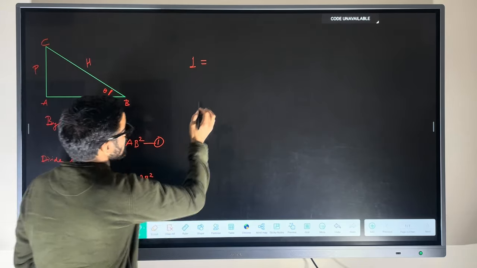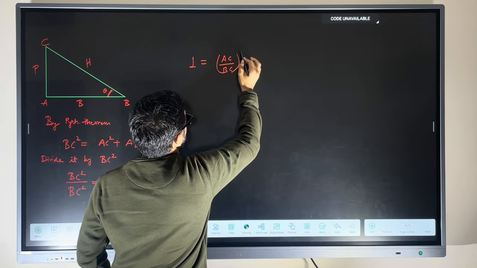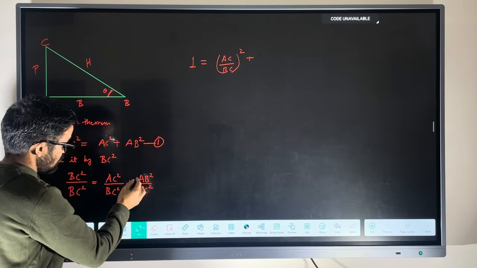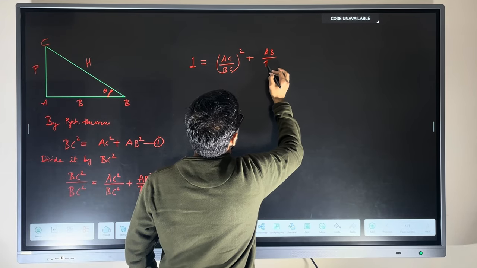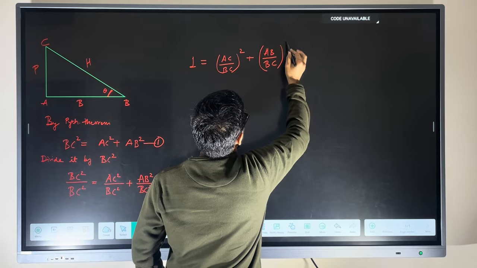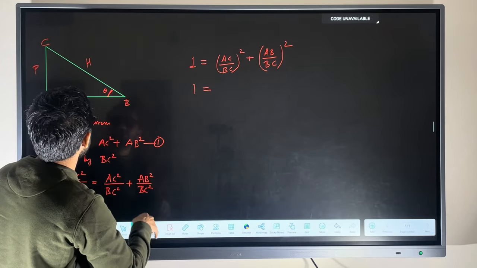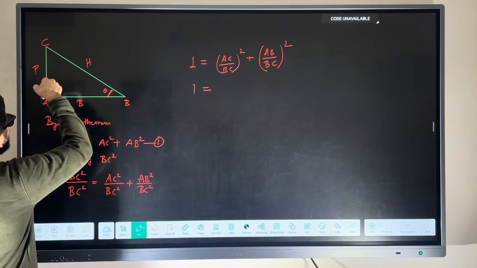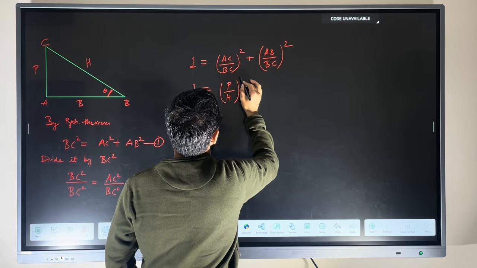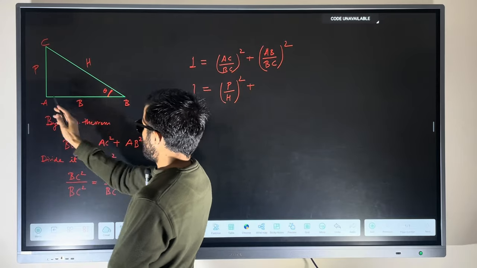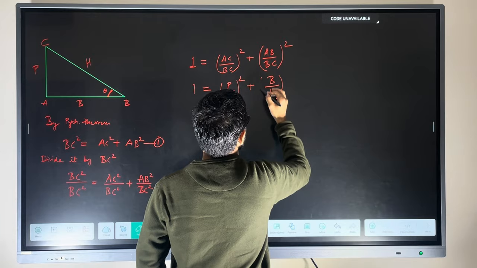Now I can say this is AC upon BC whole square plus AB upon BC whole square. If you see the figure, this is AC. What is AC? AC is perpendicular. What is BC? BC is hypotenuse. So it is perpendicular upon hypotenuse, whole square, plus AB, which here is base, that is base upon BC, hypotenuse, whole square.